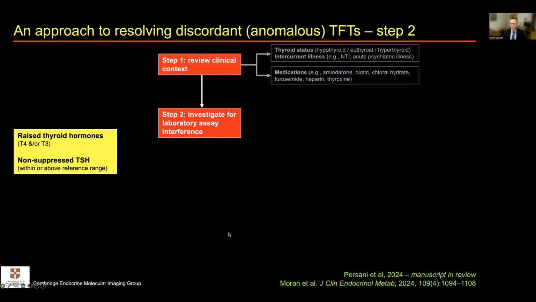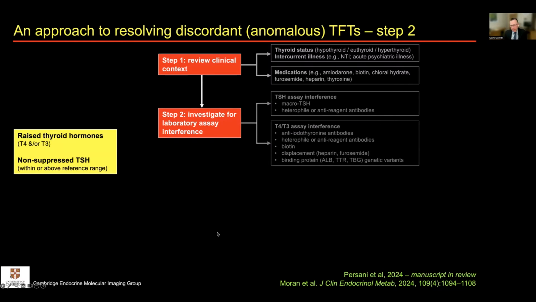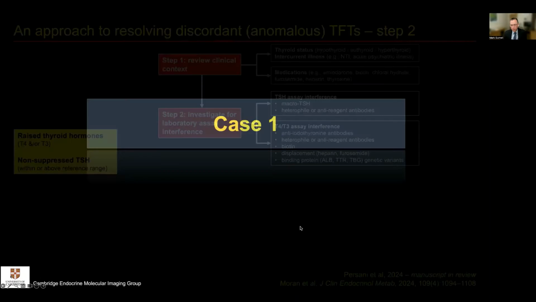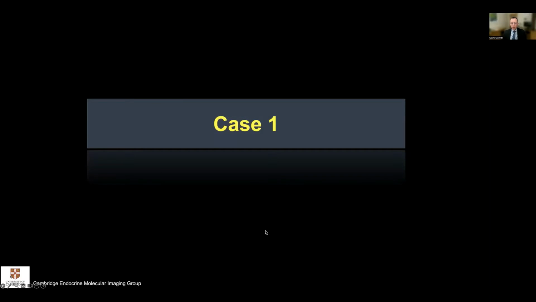Now, once we've actually considered all those and we've excluded any potential interfering illnesses or medications, etc., we then need to turn our attention to whether there is a problem with the measurement made within the laboratory. And as we'll see with some examples, there are a whole array of different conditions that can cause issues when trying to determine TSH and/or free T4 and/or free T3 levels. And I'm going to use some illustrated cases to highlight this.